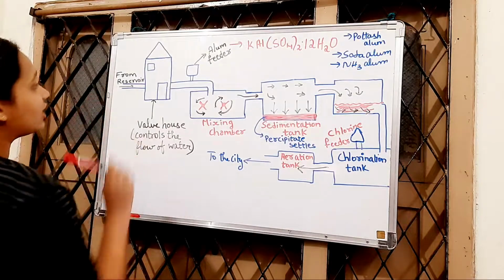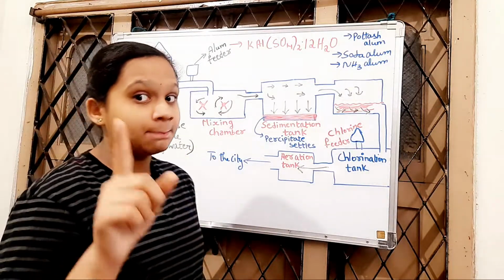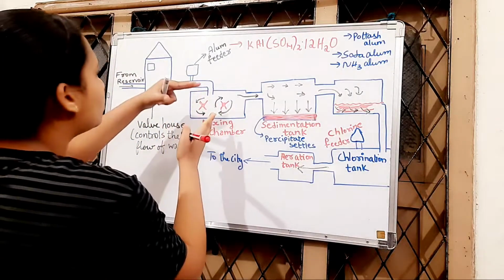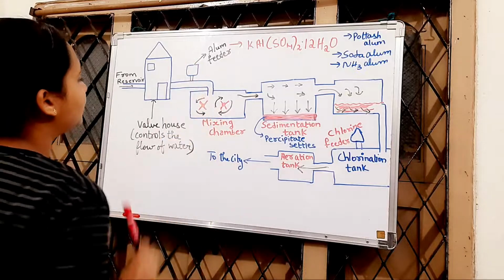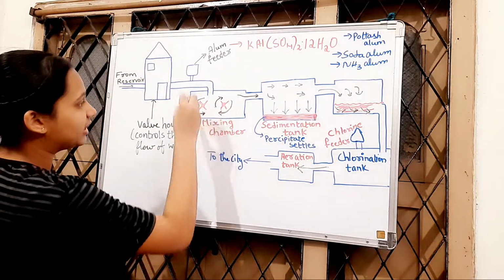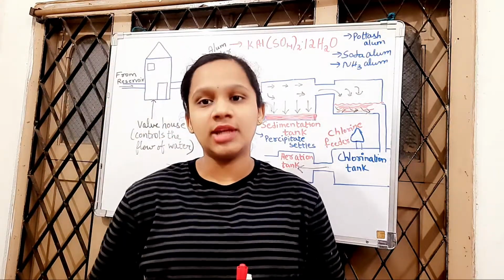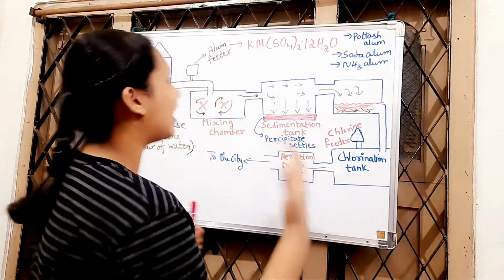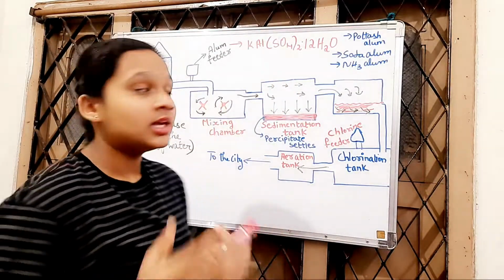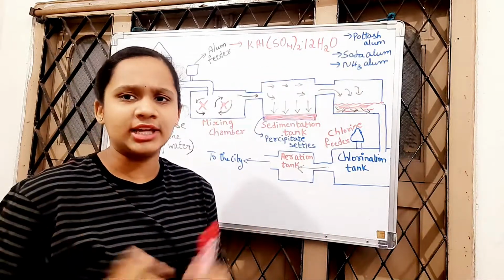Now from this valve house, it enters the mixing chamber. But before entering the mixing chamber, it is first mixed with alum. From the alum feeder, the alum gets mixed in the water in this mixing chamber. Now you may ask, what is alum? Alum is an inorganic compound. It is positively charged, and this is the formula of alum. And there are different types of alum like potash alum, soda alum, ammonia alum. There are so many kinds of alum.